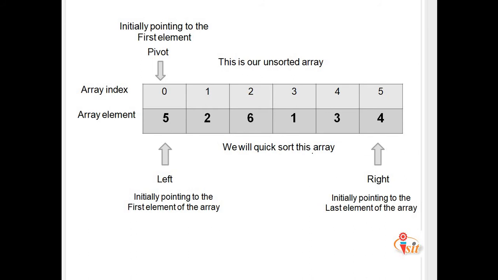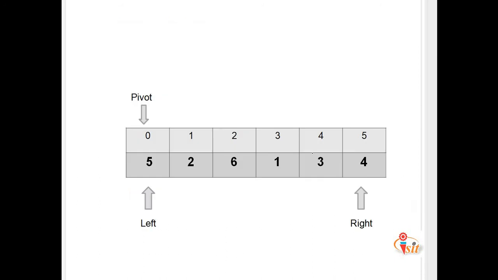Now we will apply quick sort on this particular array. So we have the left, right as well as the pivot. We already know what the work of left is and what the work of right is. Once again, if the value of left is less than pivot, then we need to move to the right. If the value of right is greater than pivot, we need to move to the left. If left and right do not meet at the same location, in that case we need to swap pivot with the left or right.